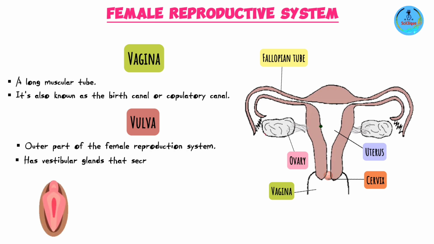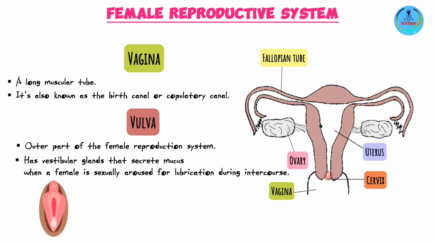Now, the external opening of the vagina is called the vulva. Within the vulva, you're going to have glands known as vestibular glands. These glands secrete mucus when a female is sexually aroused. Now, this is very important because it helps in lubricating the vagina during intercourse. The vulva also has an opening from the urethra for the elimination of urine. And that brings us to the end of our discussion of the female reproductive system.